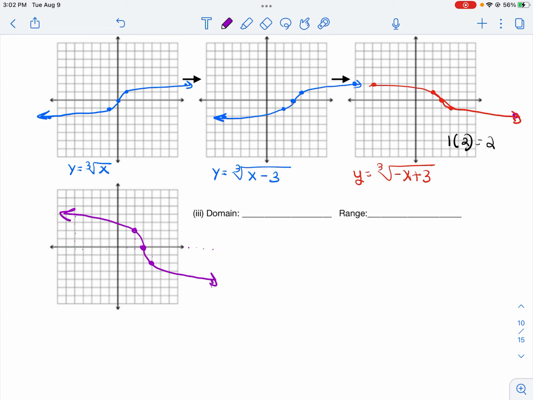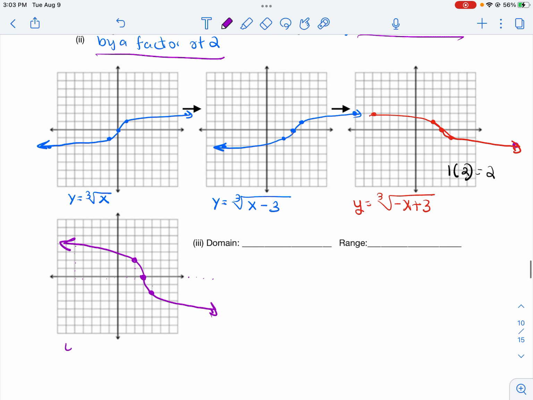Okay. So I changed the height, the y. And that gives us our final graph, which is y is equal to 2 the cube root of negative x plus 3. What is our domain? All real numbers. And what is our range? Also all real numbers.